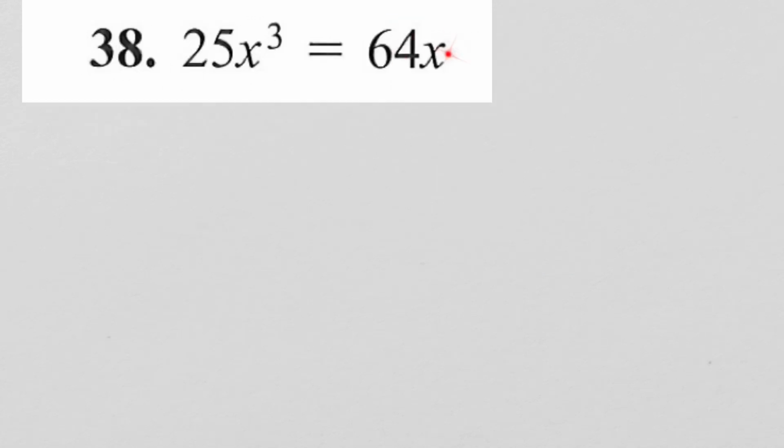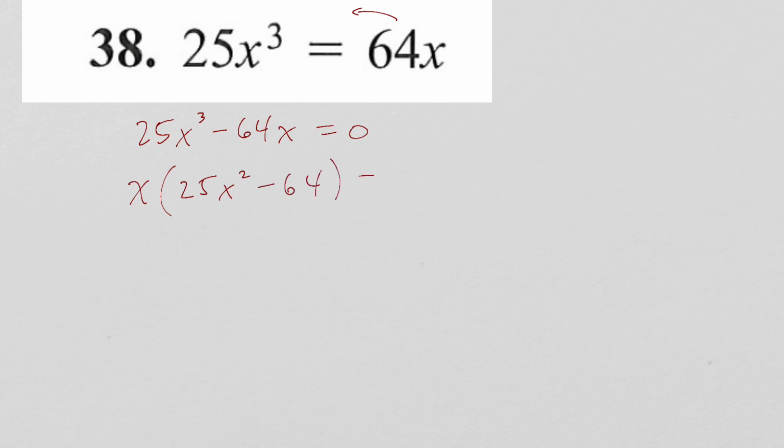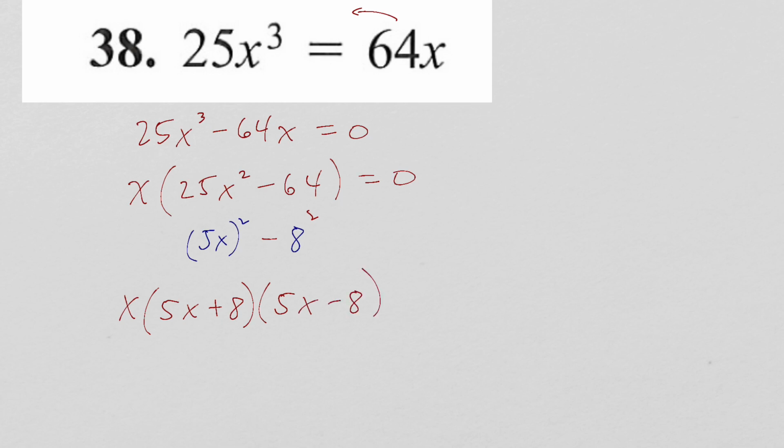Number 38, this is not equal to 0, so that'll be my first step. I'll move that over, and I'll get 25x cubed minus 64x equals 0. They both have a common factor of x. This is the difference of two squares. This is 5x squared minus 8 squared. So we're going to have x times 5x plus 8 times 5x minus 8.